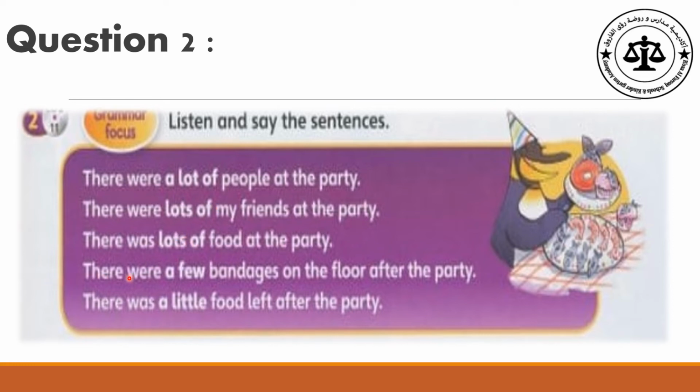Number 4. There were a few bandages on the floor after the party. A few bandages. Bandages is a countable noun, so we use a few. A few is for plural countable nouns. And the last one, there was a little food left after the party. A little food. Food here is an uncountable noun, so we use a little. And don't forget the meaning of a few and a little. They mean a small amount of something, or some.